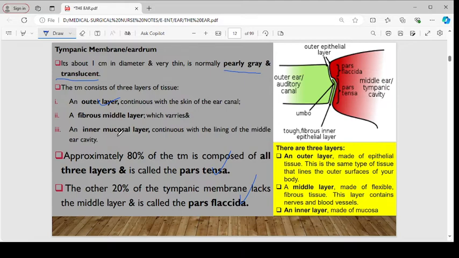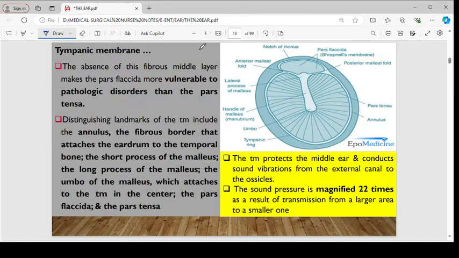Approximately 80% of the tympanic membrane is composed of all 3 layers, that is the outer, the fibrous middle, and the inner mucosal layer. And this is what is referred to as the pars tensa. And then the remaining 20% of the tympanic membrane lacks the fibrous middle layer, and that is what is referred to as the pars flaccida, right? Remember, the outer layer is made up of epithelial tissue, while the middle layer is made up of fibrous tissue. Lastly, the inner layer is made up of mucosa, all right?